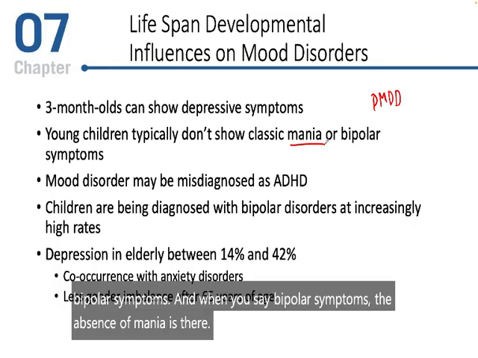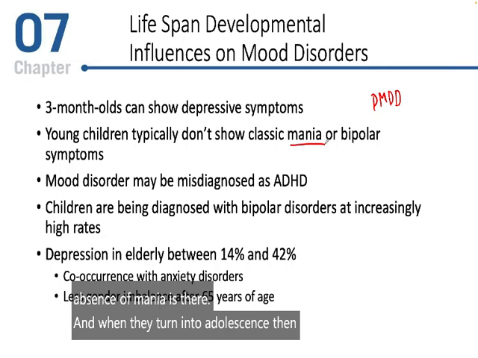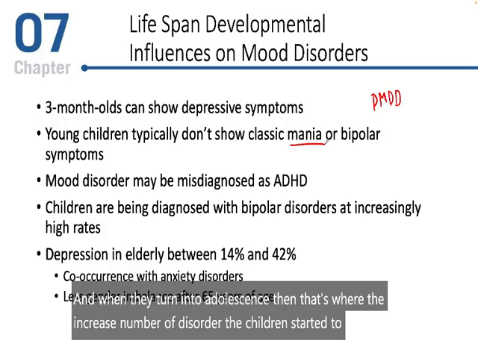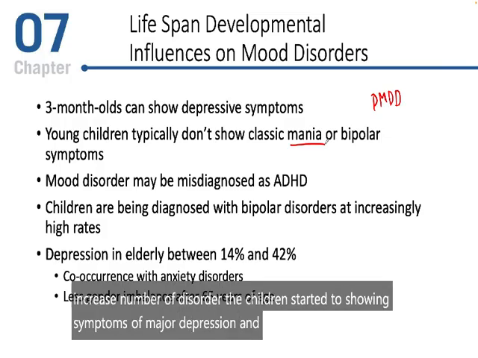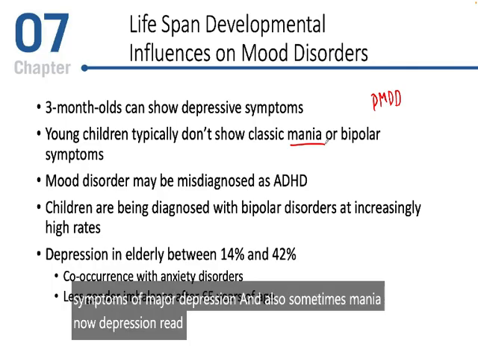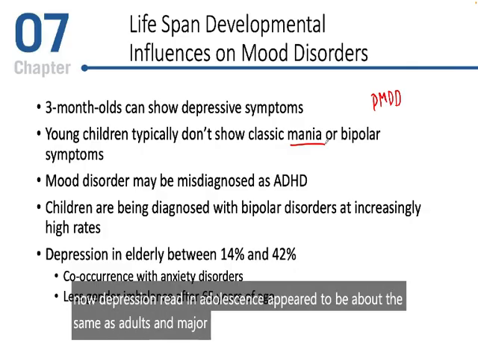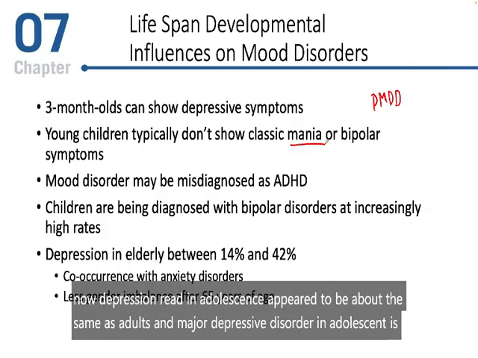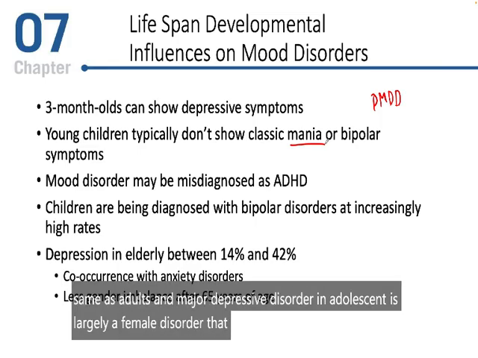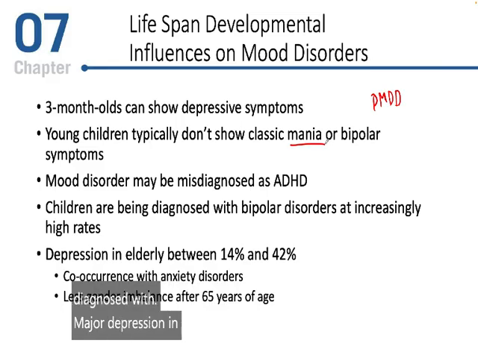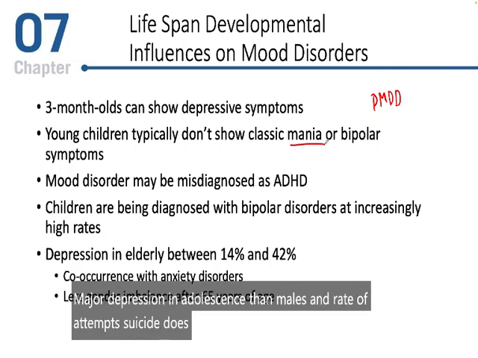And when they turn into adolescence, that's where the number of disorders increases. The children start showing symptoms of major depression and also sometimes mania. Now, the depression rate in adolescents appears to be about the same as adults, and major depressive disorder in adolescents is largely a female disorder. That means more females are diagnosed with major depression in adolescence than males. And the rate of suicide attempts does not change during adolescence.